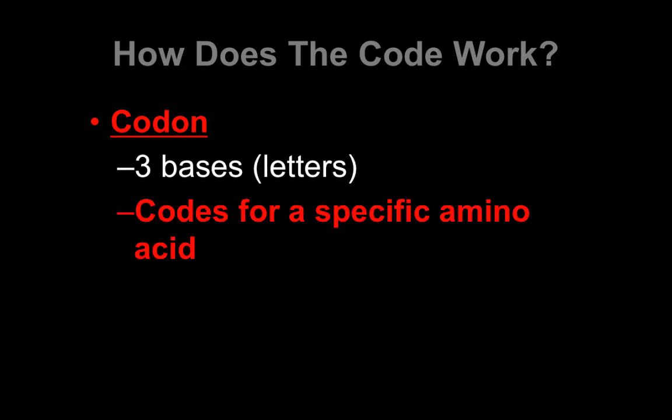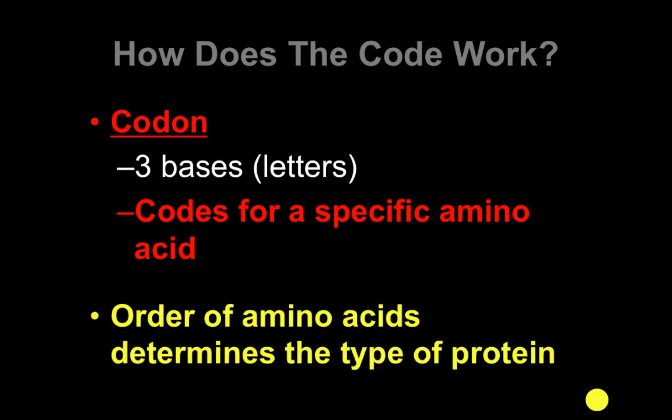Now let's look at how this code works. So if you remember, we have codons, and those are 3 letters, 3 bases that form sort of the words that create the code for our protein. Each one of those codons is going to code for a specific amino acid. That's really important to remember. Each codon codes for an amino acid. And it's the order of the amino acids that determines the type of protein. All right, so the order of the codons determines the order of the amino acids, which determines the type of protein, which determines the trait.